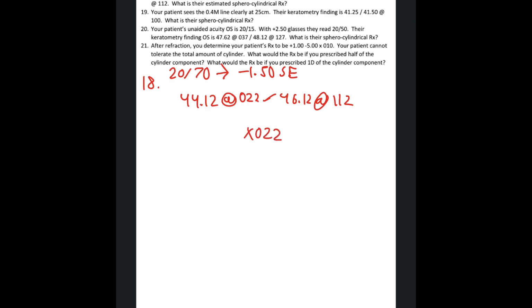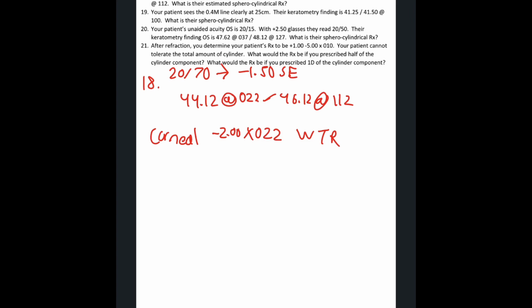Our cyl, our corneal cyl, is these two numbers subtracted from each other, which in this case is minus 2. And now we go from corneal cyl to spectacle cyl. She doesn't specify Javal's versus modified Javal's, so we'll just do modified Javal's. This is with the rule because 22 is within 30 of 180 or 0.